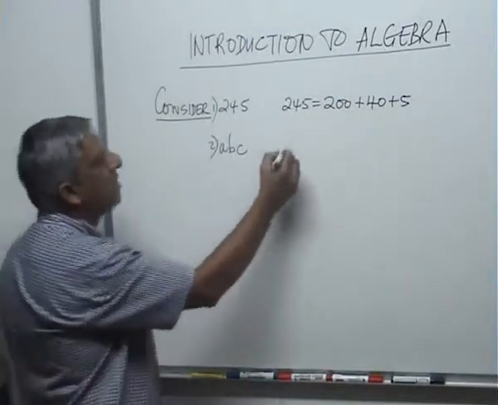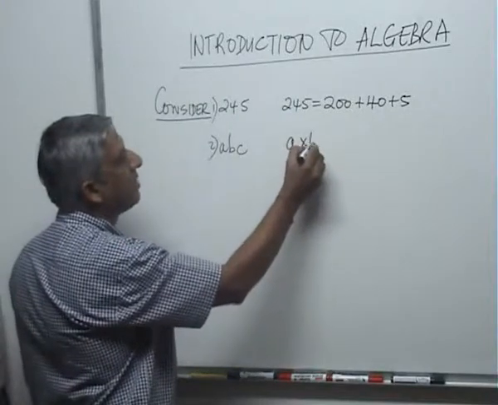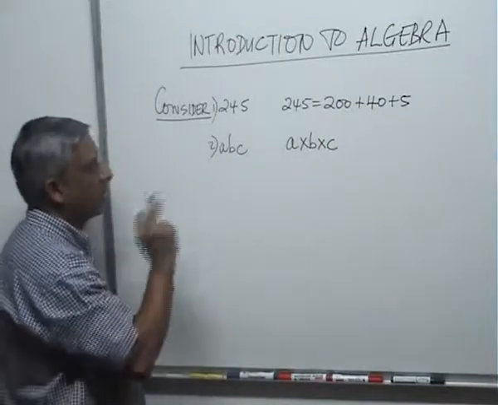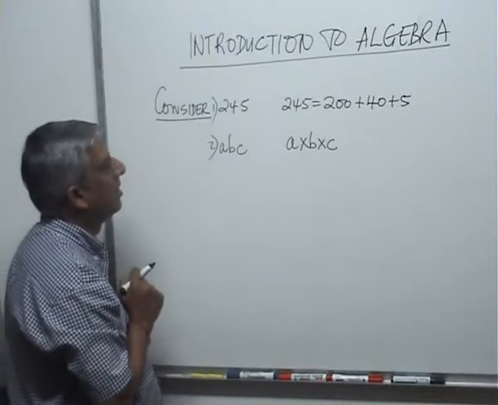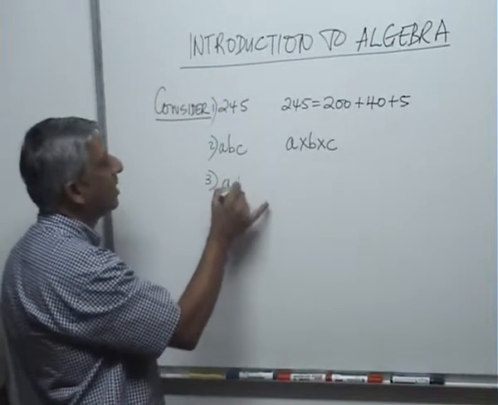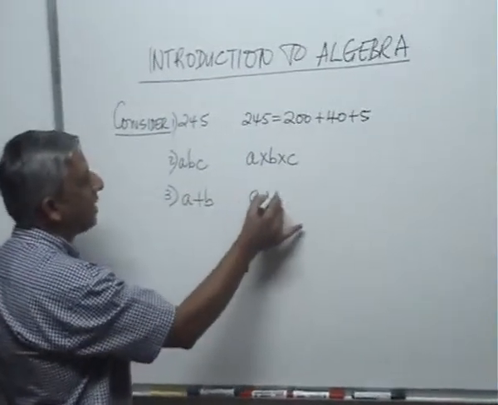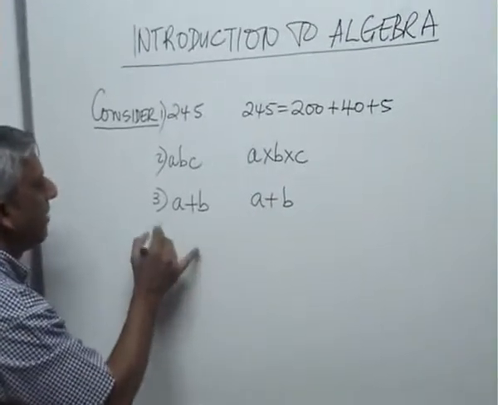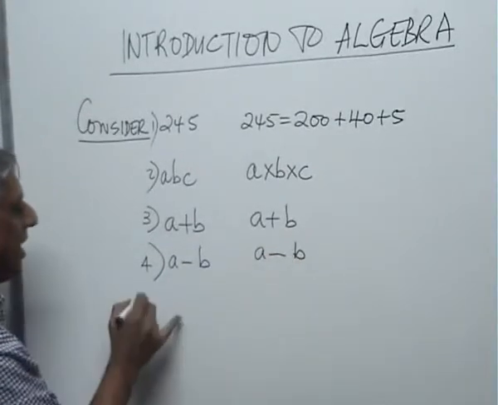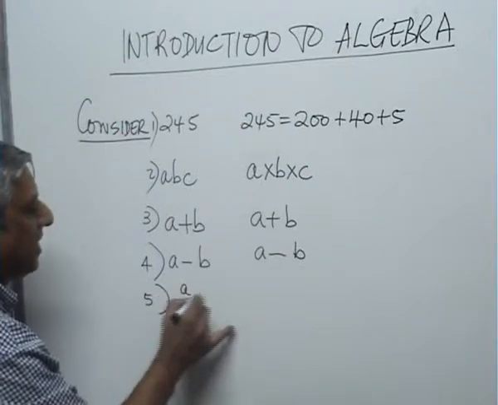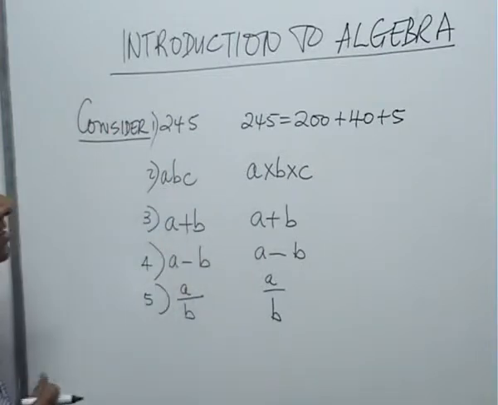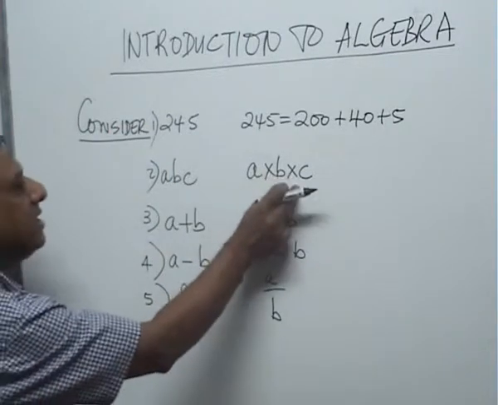Now in algebra, ABC means A times B times C. Now you can see no multiplication signs here at all, but you have to know that's what it means. Number 3, if I gave you A plus B, well, that is what it means. It means A plus B. There's no problem with this. If I gave you A minus B, there's no problem. It means A minus B. I can tell you A divided by B. Well, that's not a problem. But the problem is with ABC, which really means A times B times C.